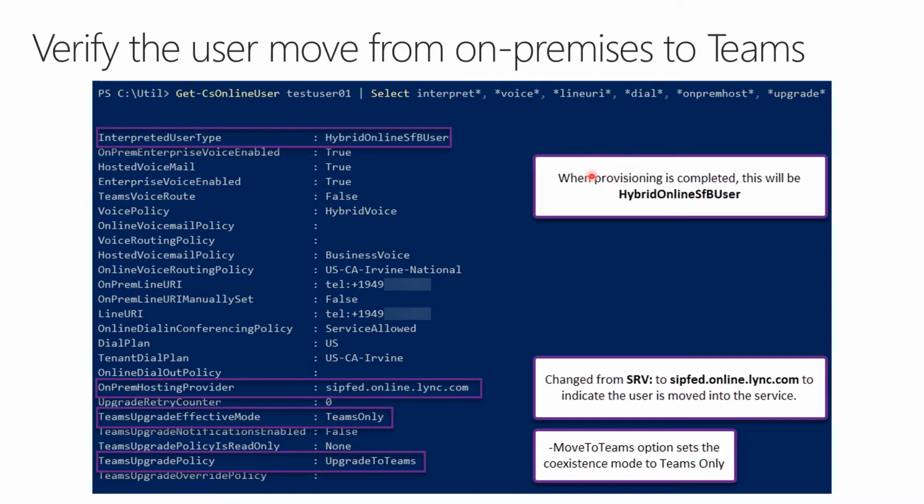So if I wait a few minutes or so, let provisioning do its thing, and I run this commandlet again, notice now the interpreted user type is simply HybridOnlineSFBUser. So the user account has been moved online. And if I look down at the bottom, that move to Teams option sets the upgrade effective mode for this account to Teams only. That's what I mean when I say we're going to take the account from on-premises Skype for Business straight to Teams. It's straight to Teams because we've automatically set them to Teams only mode. We've moved their meetings, all that good stuff by default. They are now Teams only with enterprise voice, with direct routing configured.